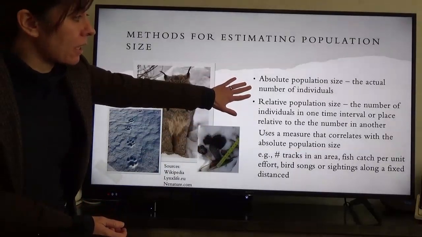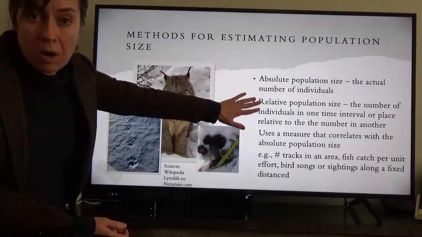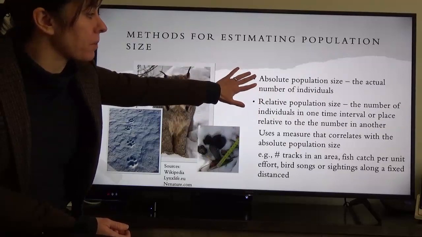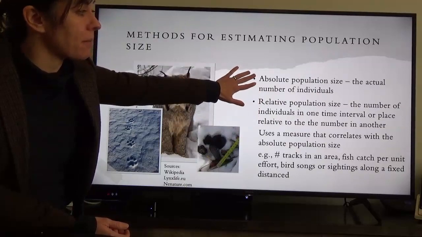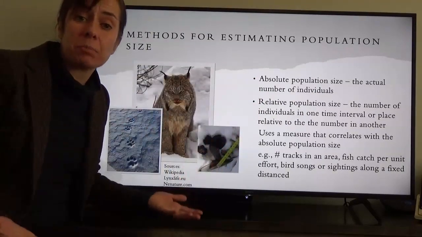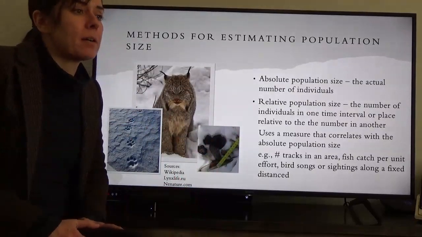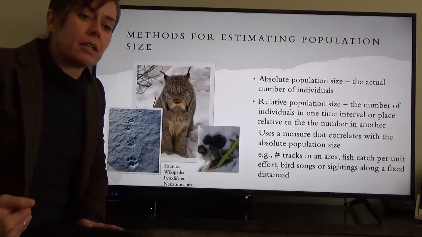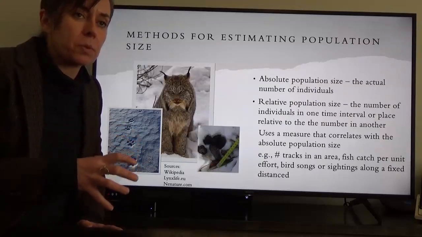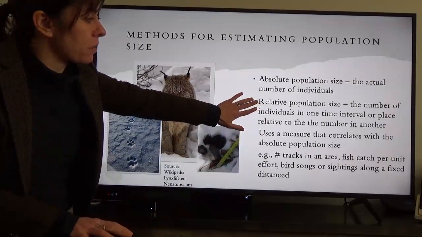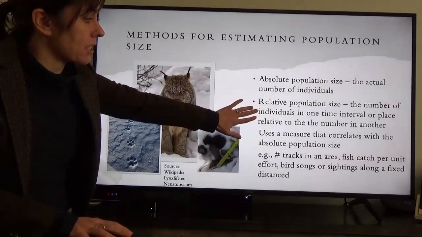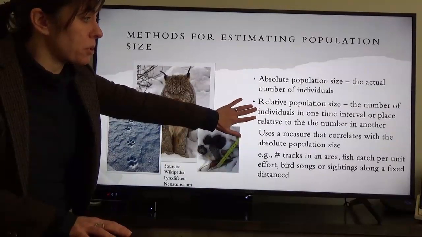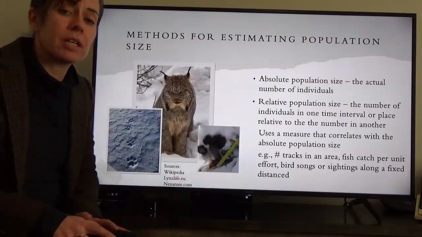Well, again, we need to know what we need to know. So there's a couple of types of population sizes. First is the absolute population size, and that's the actual number of individuals. For some studies, it's really important to get as close to that actual number of individuals as you can. For some studies, a relative population size is okay. That's the number of individuals in one time interval or place relative to the number in another.